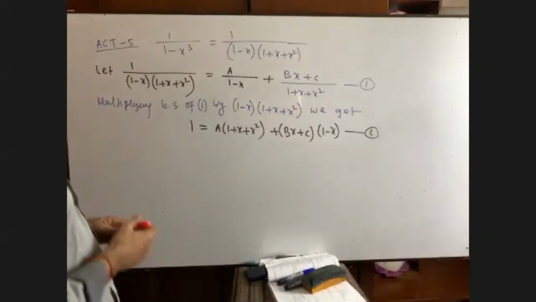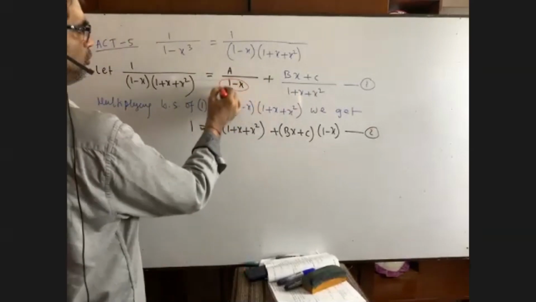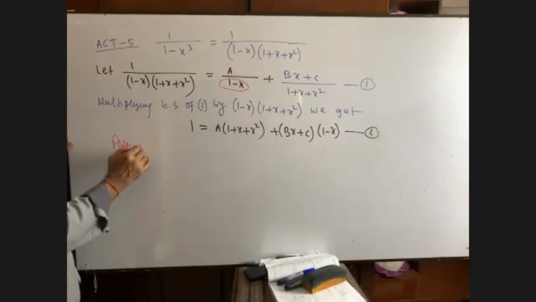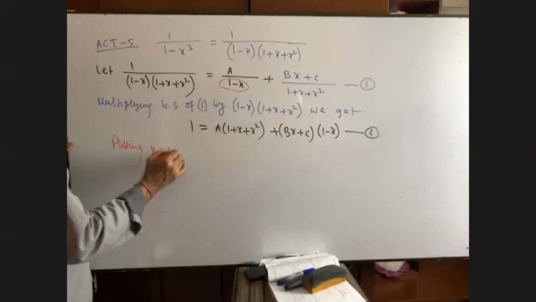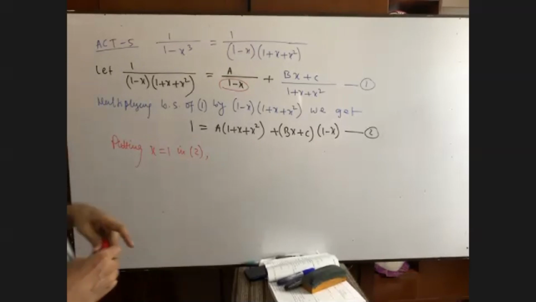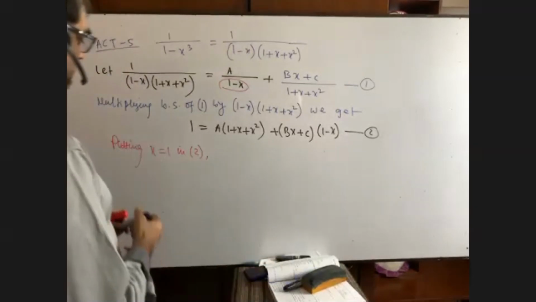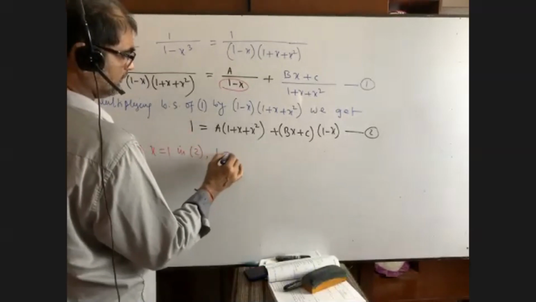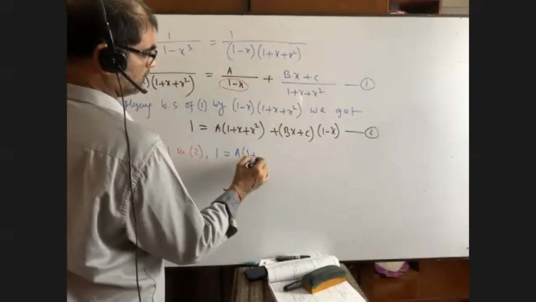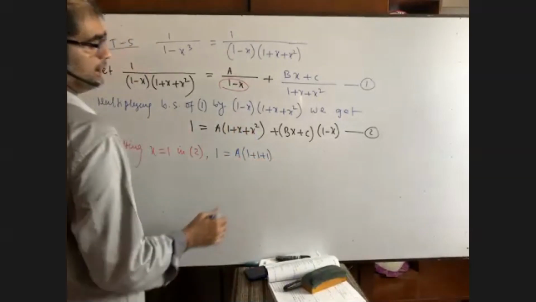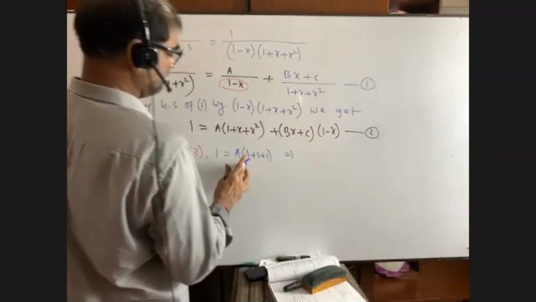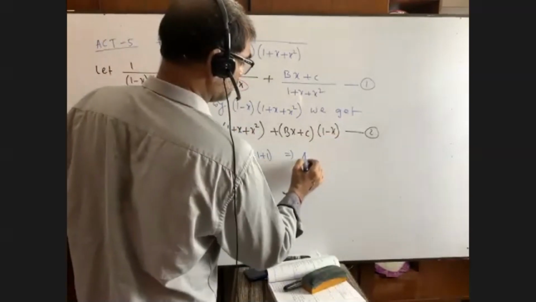Putting here, we will get the value of x as 1. So putting x equals to 1, we are going to put the value of x as 1. So what we will get? X equals to 1, so it is 1, 1, 1. 1 plus 1 plus 1. X equals to 1, that means it is 0. So we can get here 3a equals to 1, so a equals to 1 by 3.